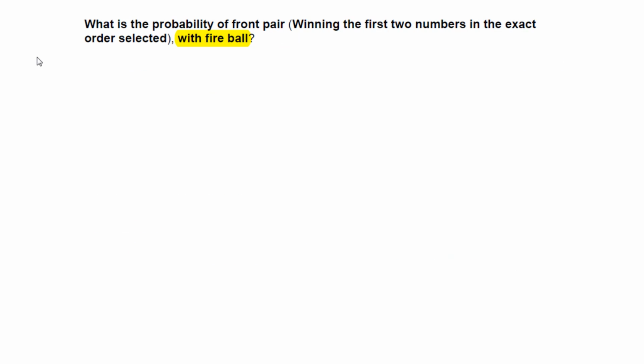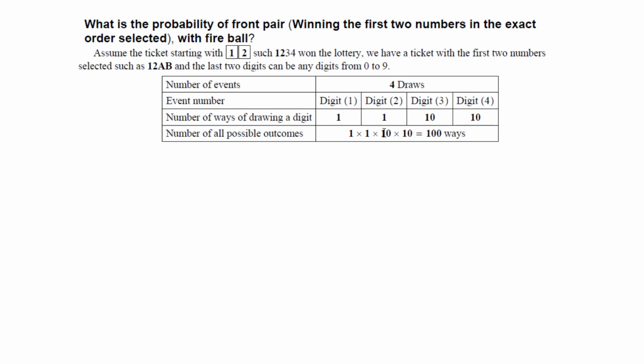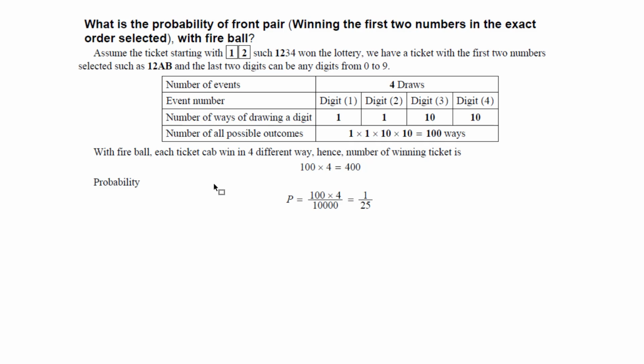Now what is the probability of front pair, which means winning the first 2 numbers in the exact order selected, but now with fireball? We have seen before that the number of possible outcomes is going to be 100, and for each winning ticket we have 4 winning tickets if we include the fireball. So we have 400 possible outcomes of winning tickets, and the probability is going to be 400 divided by 10,000, which is 1 chance out of 25 trials.